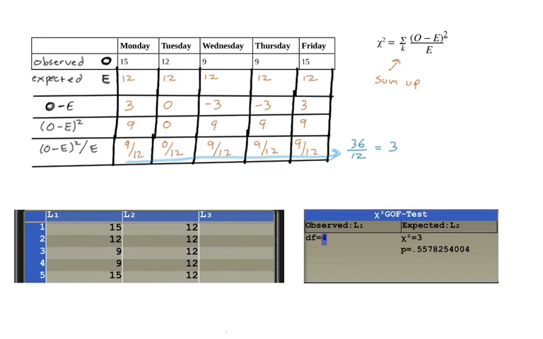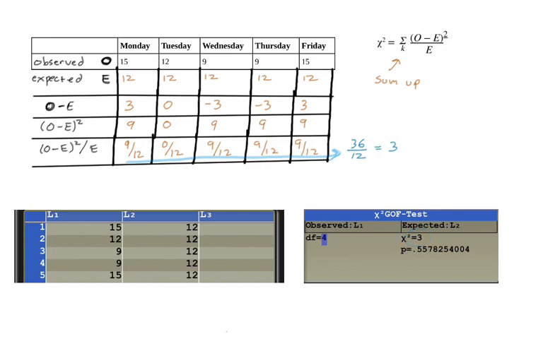I want to show what I actually plugged in to run the test. If you notice in list 1, I put my observed, and in list 2, I put the expected values there. And then we actually run it, and it's a goodness of fit test that we're going to run there. It will spit out your p-value and that test statistic 3. So this is exactly this whole calculation here. That's where that 3 came from.